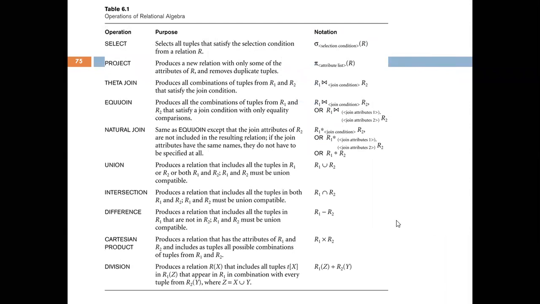So these are the various relational algebraic operations which we have discussed. This is just a summary of it. So you can just go through this.